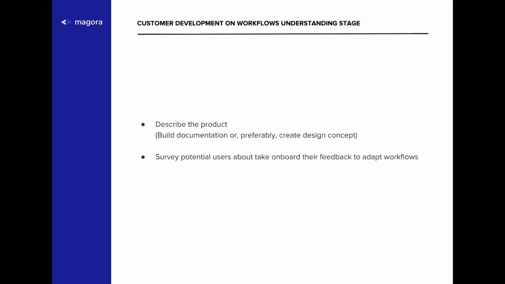If you're on an enterprise level, it's really understanding your workflows and describing your product and what you're trying to achieve, and then surveying the users that are going to use it to see if this would be of benefit to them, taking their feedback on board, and then adapting the workflows. If you're not in a startup and this is already an established business, you're looking at streamlining business processes.